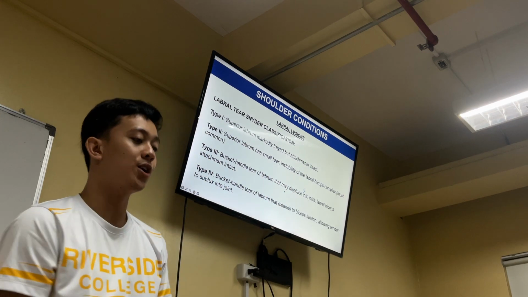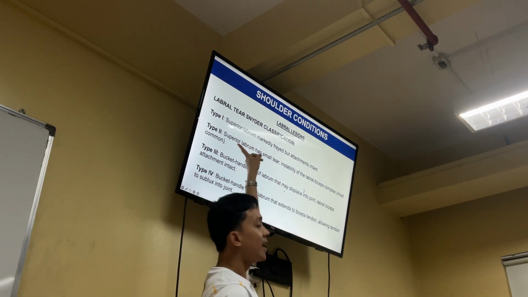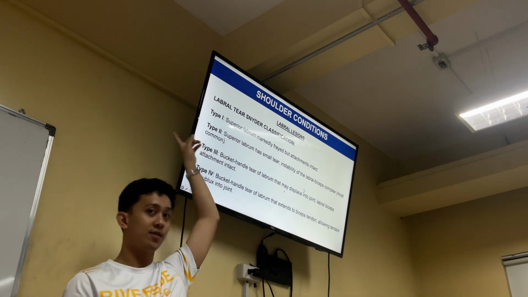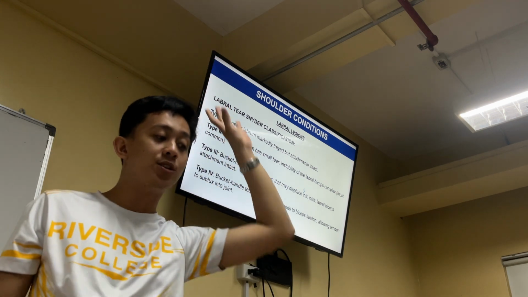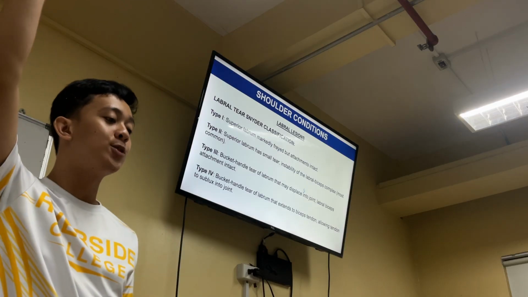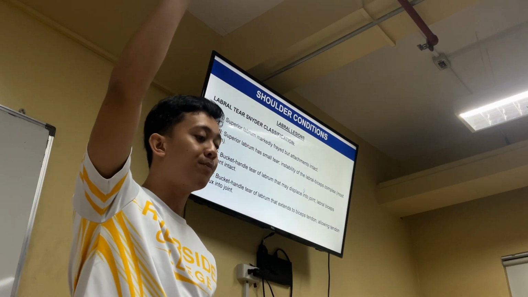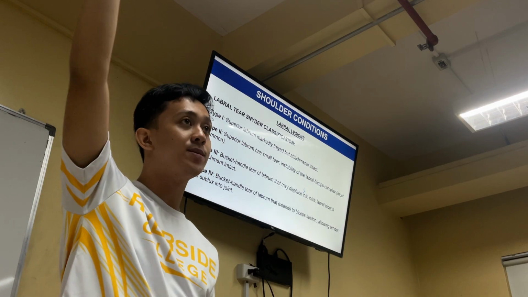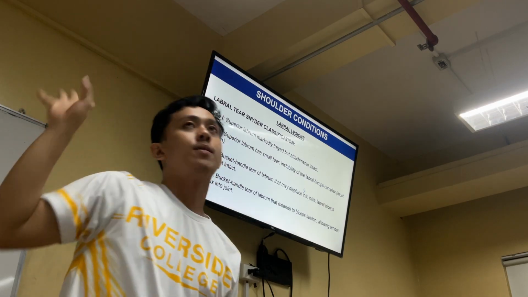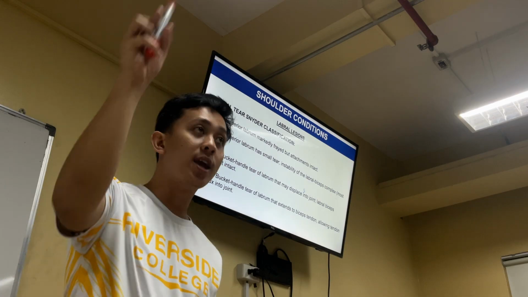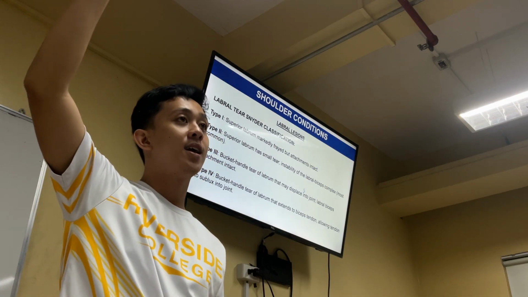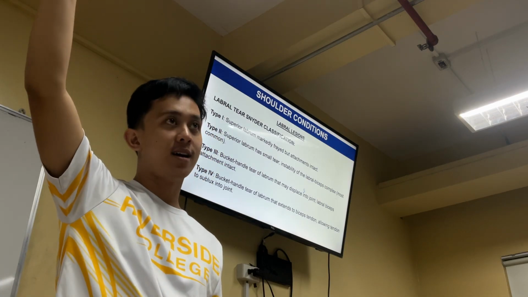With the labral lesions, labral tear, Snyder classification, familiar? So, we have type 1 until type 4. Type 1, this is superior labrum marked but frayed, with the attachment of your biceps intact. So, with the superior labrum frayed, the biceps tendon is intact.